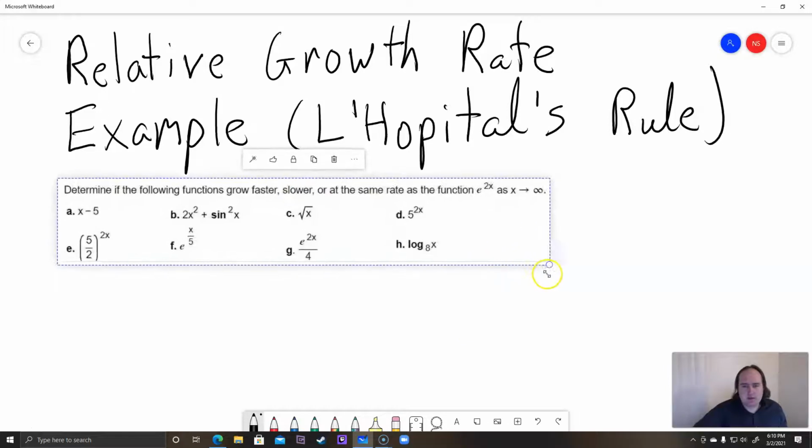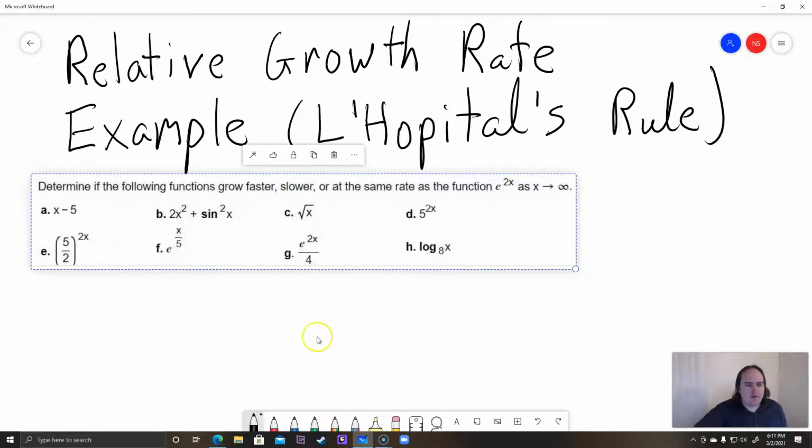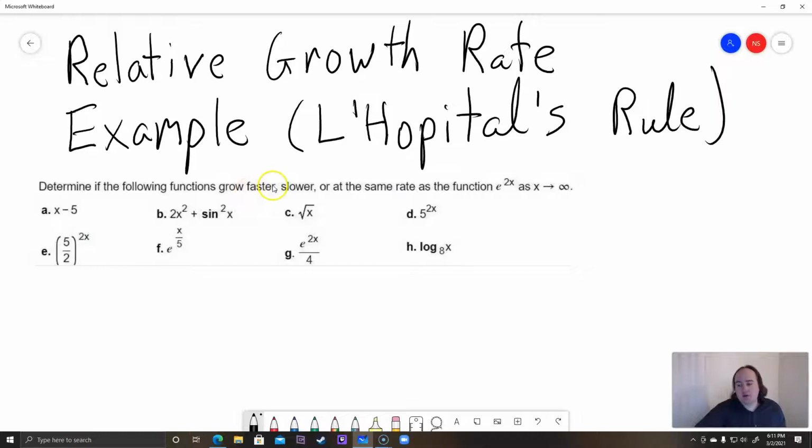So what it says is determine if the following functions grow faster, slower, or at the same rate as the function e to the 2x as x goes to infinity. Alright, and what we're going to be doing here is the details of this are written out on your discussion board problem, but I'm still going to be going through all the steps here.